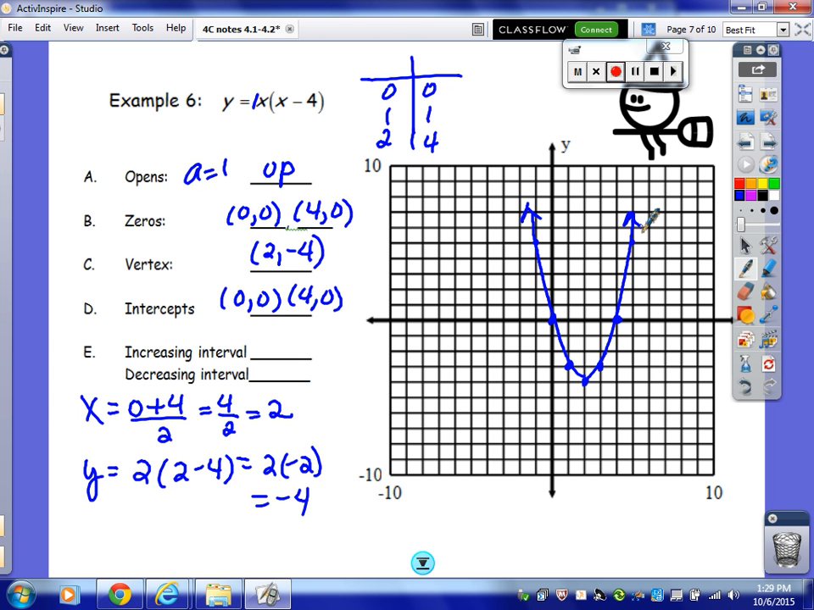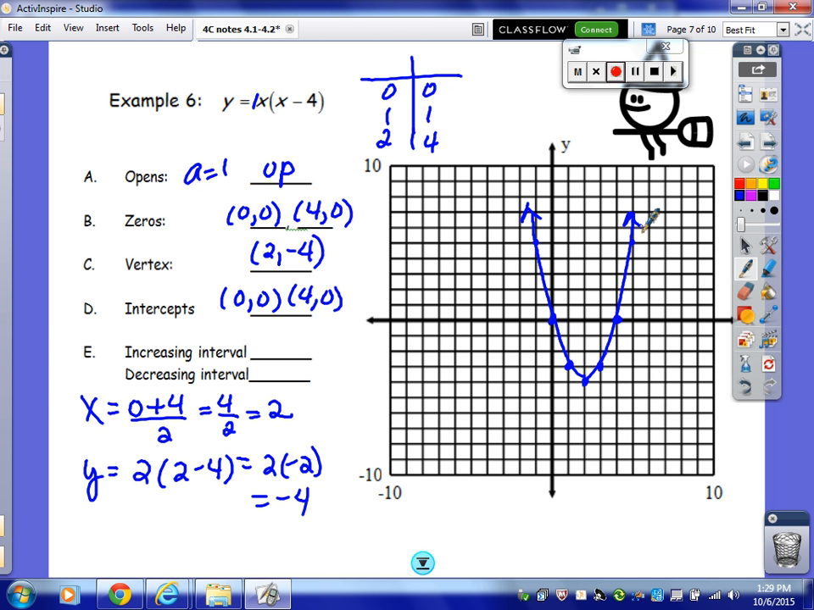So now you have the 3 forms of a parabola, of a quadratic: standard form, vertex form, and intercept form. And like I said, you need to be able to distinguish between the 3 because they each have their unique ways of being graphed.